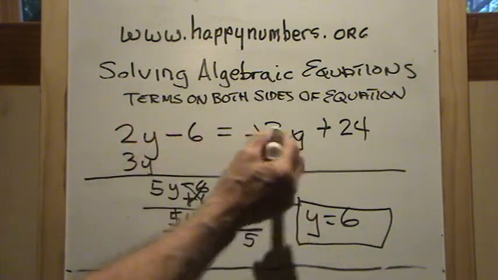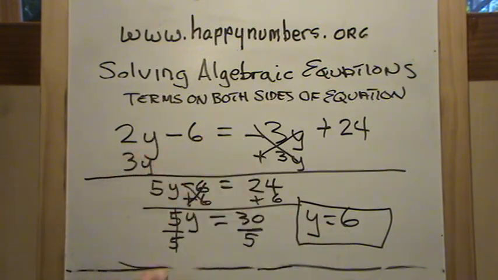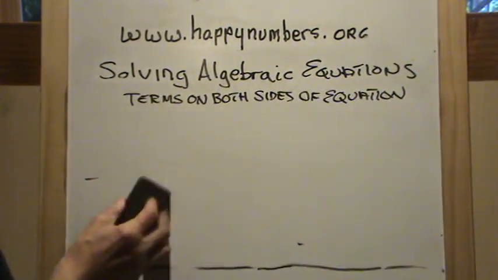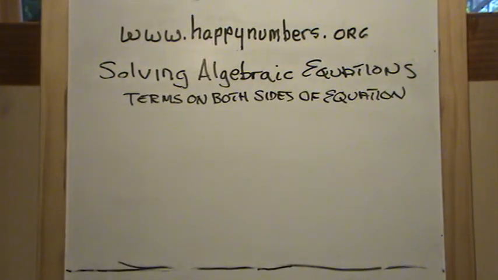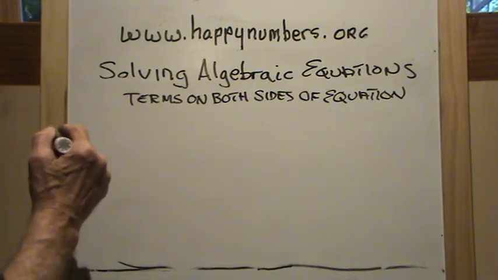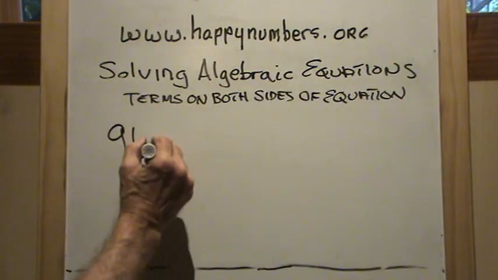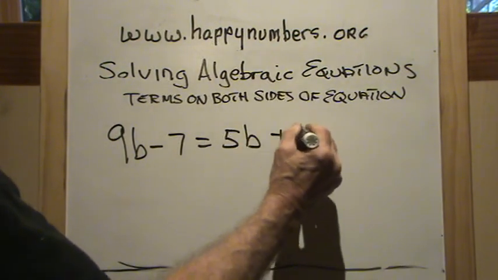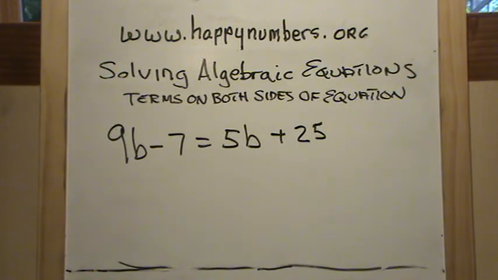And if you went back into the initial equation and substituted 6 for y, you would come out that everything on one side would be equal to everything on the other side. Well, let me put up a problem for you to work here now. You should be getting quite skilled in your ability to solve equations. So let me give you one that's not really too bad, but it's not just an easy one. Let's do this. 9b minus 7 equals 5b plus 25. All right, so put your DVD on pause, work that problem, and then turn it back on and we'll look at it.